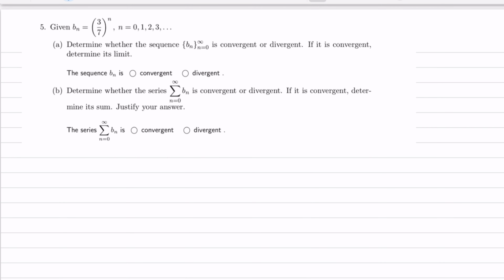Question again: does the sequence converge? Determine whether the sequence b_n, given as (3/7)^n, converges. Don't forget that there's a difference between a sequence and a series. For a sequence, take the limit as n goes to infinity. If it gives you a finite value, it converges. If it gives you an infinite value, it diverges.